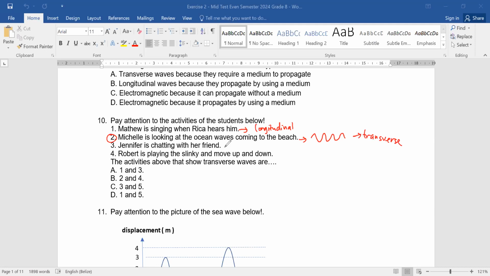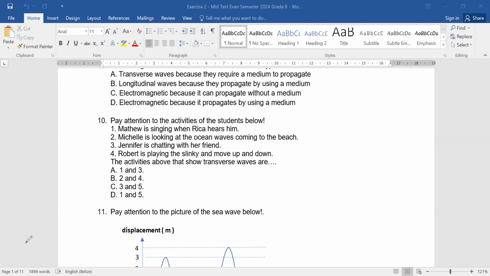Then Jennifer is chatting with a friend. Chatting here means talking with her friend. Talking is about sound, so it is longitudinal. And then Robert is playing with a slinky and moving it up and down. This is the opposite of before. The slinky moves up and down, so it will produce this pattern as well. So this is also a transverse one. So the transverse waves are 2 and 4. So the answer is B. That's question number 10.